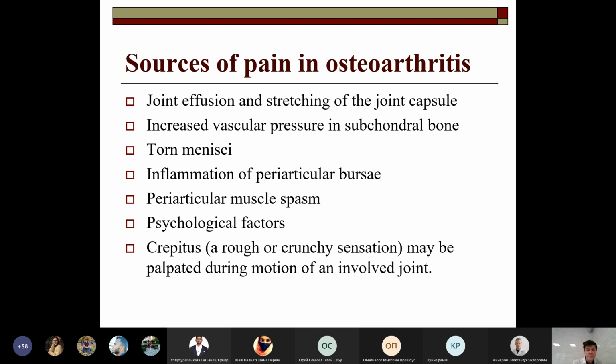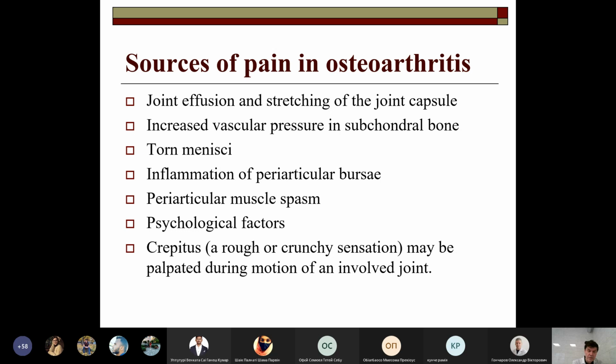The next source is referred to increased vascular pressure in the subcortical bone. Frequently, we can see the close link between the development of osteoarthritis and its follow-up in closer connection with cardiovascular disease and risk. The profile of cardiovascular risk includes systemic osteoporosis and hypertension, especially in senior patients.